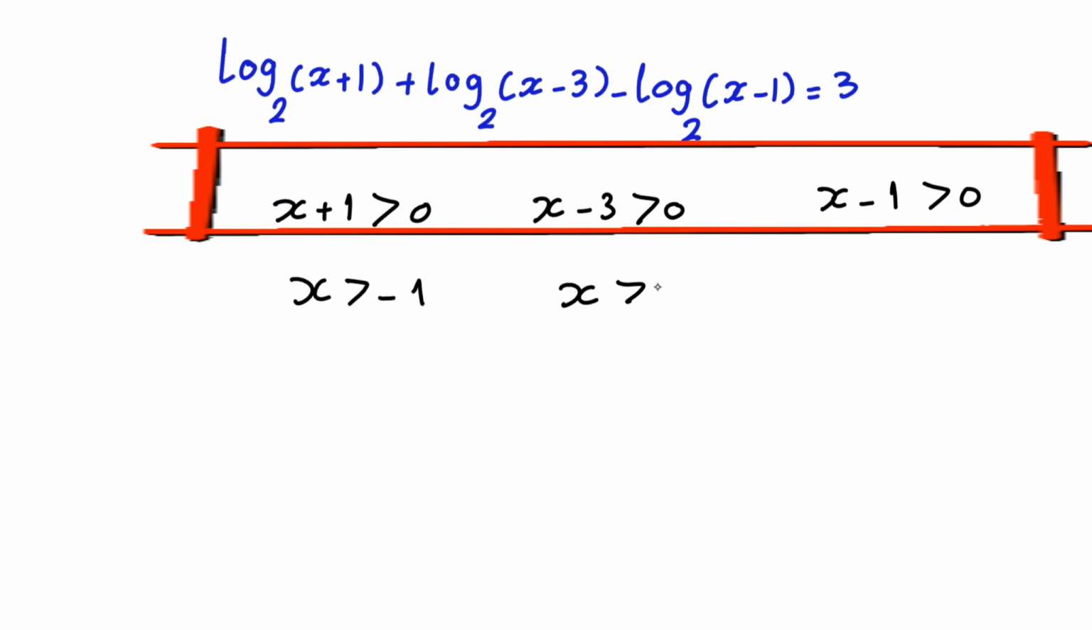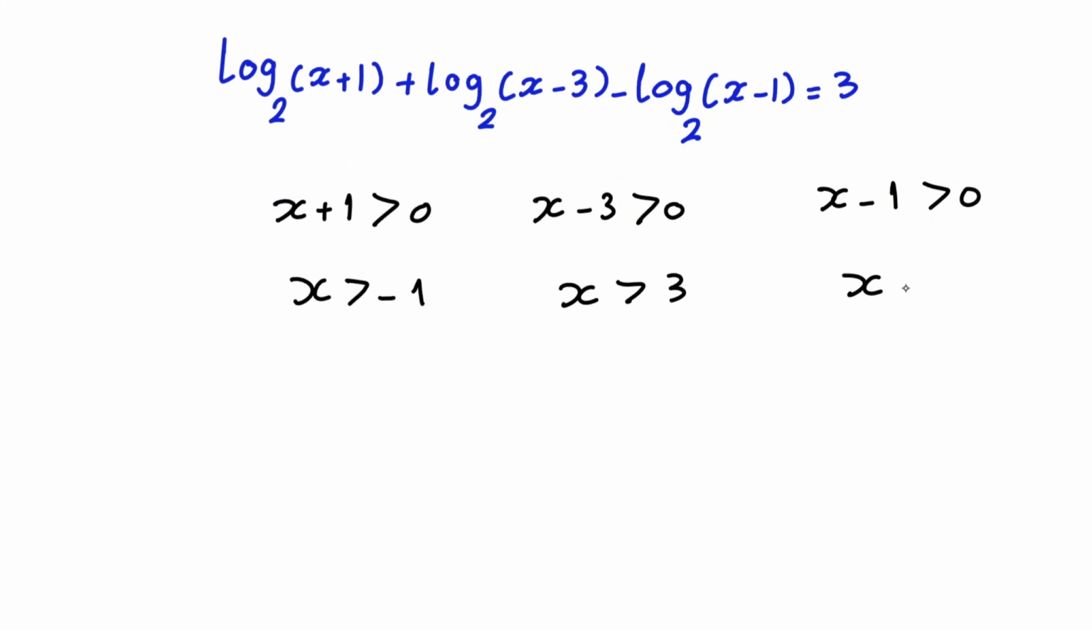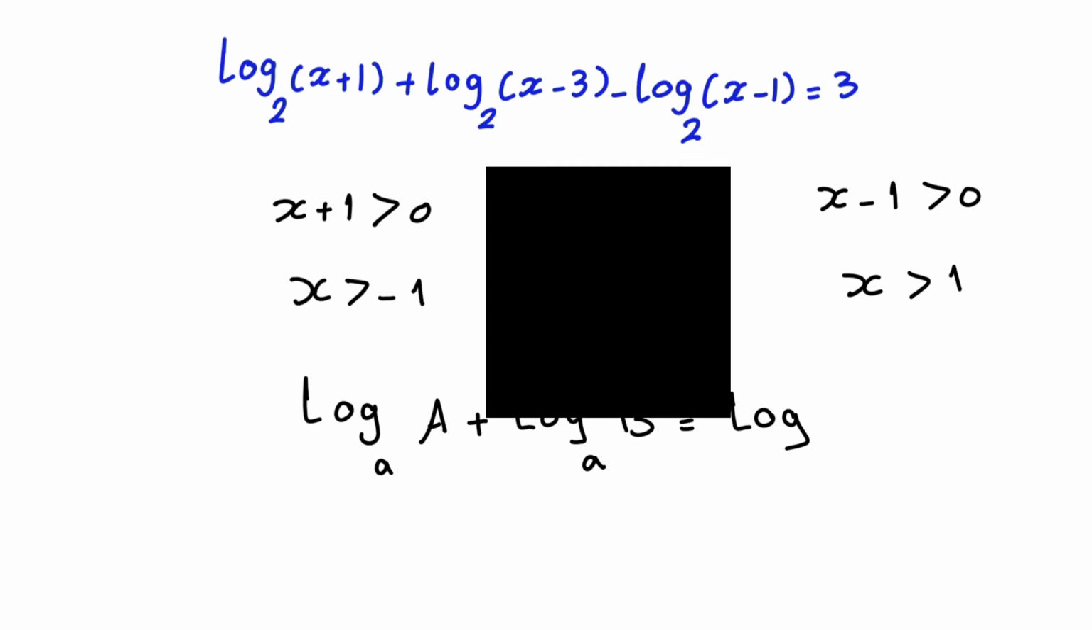Every expression inside a logarithm must be positive, so we need x plus 1 to be greater than 0, x minus 3 to be greater than 0, and x minus 1 to be greater than 0. The strongest condition is x is greater than 3.